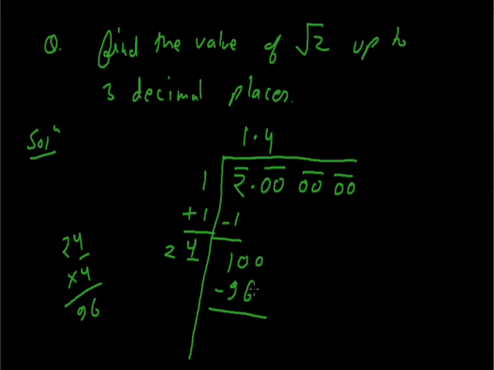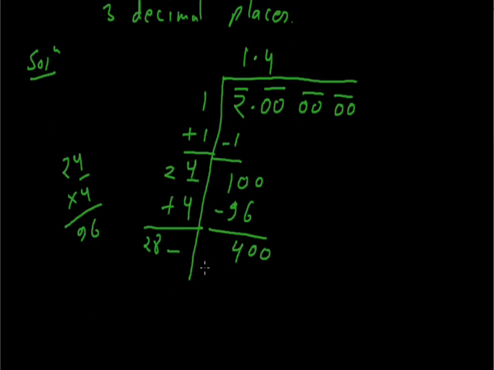Now subtracting 100 minus 96, I get 4 here. I put the next period, that is 100 again. I just add the question, that is 4. 24 plus 4, I get 28. Again I have to put a number such that the product becomes equal to or less than 400. If I put 1 here, I get 281. But when I put 2 here, I get 282, and 282 multiplied with 2 is greater than 400. So I have to put 1 here only. 281 into 1, I get 281 here. 400 minus 281, I get 119.